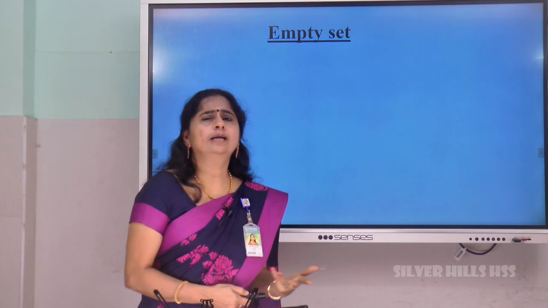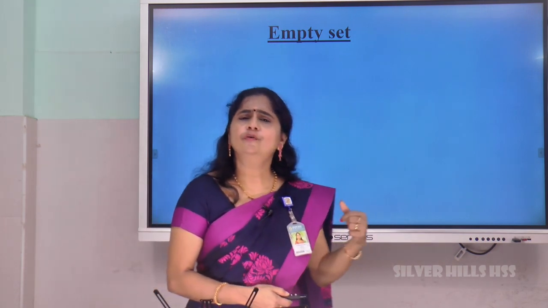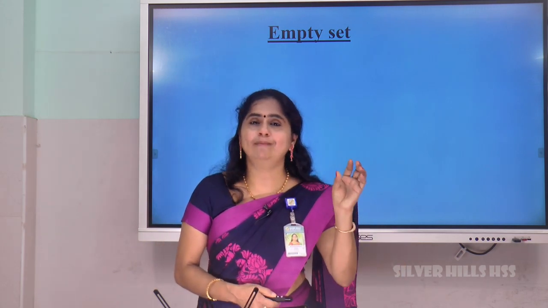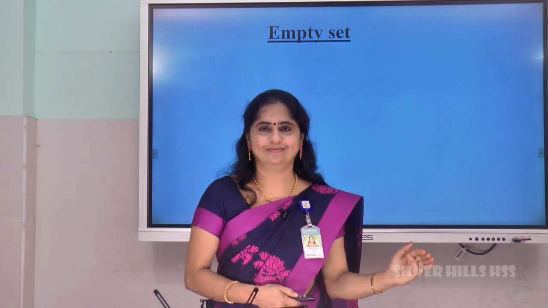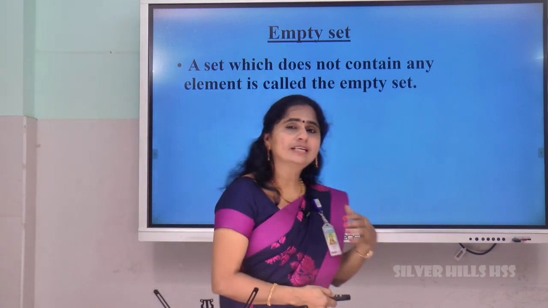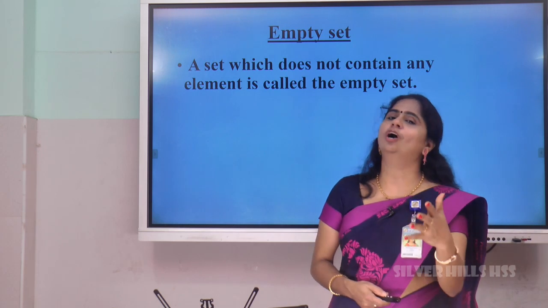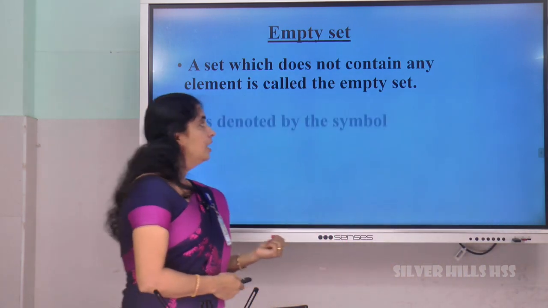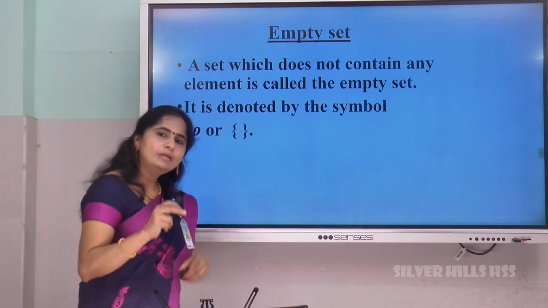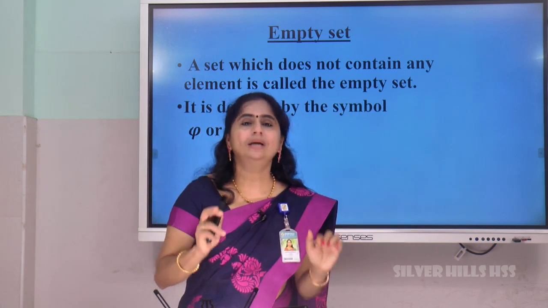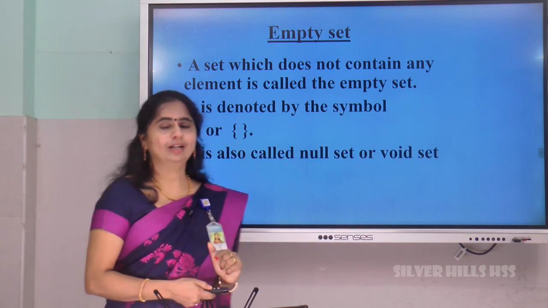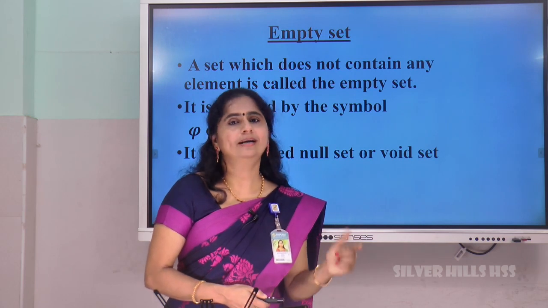Now, there are different types of sets. Let's see one by one. First is the empty set. When we say empty set, in the word itself, empty, no element exists. So, empty set can be defined as a set which does not contain any element. How do we represent the empty set? Either by the letter phi or within braces, since no element exists, only the braces we put. And the empty set is also called void set or null set.